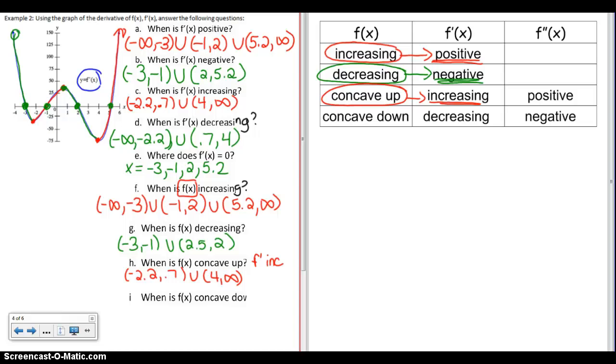Where is the function concave down? So again, concave down relates to where the derivative is decreasing. So we're going to look at where did it ask us about the derivative decreasing? That was part D. So that is negative infinity to negative 2.2 and from 0.7 to 4.